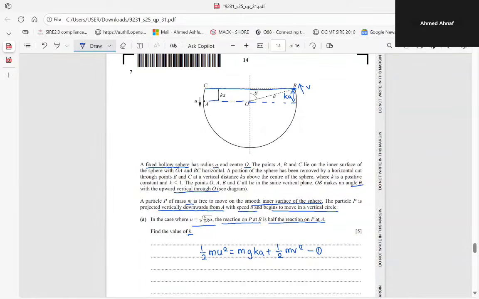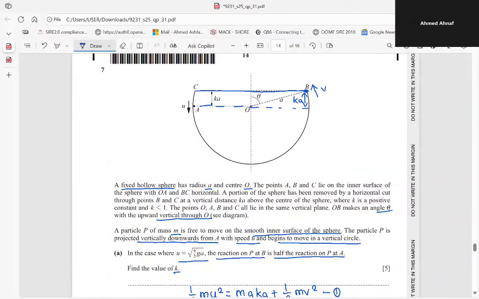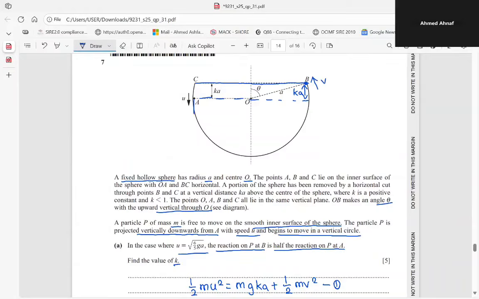We're going to consider the forces acting on them. So obviously, at A, we have the weight mg as well as the reaction force, which acts perpendicular to the velocity of A at that point. So we will call this N. Let's just label the forces.